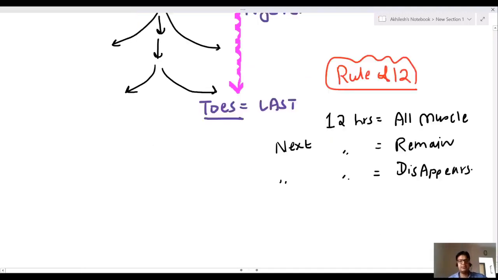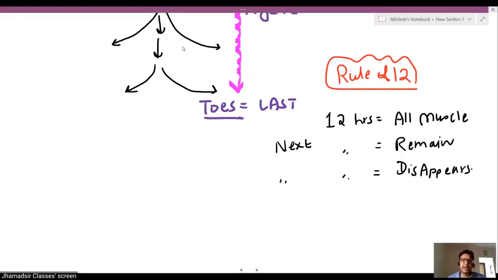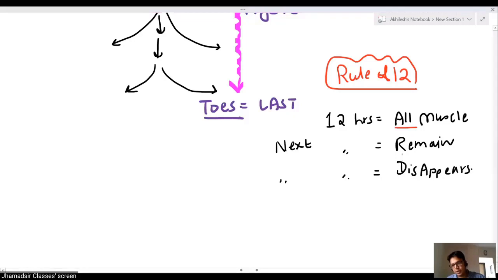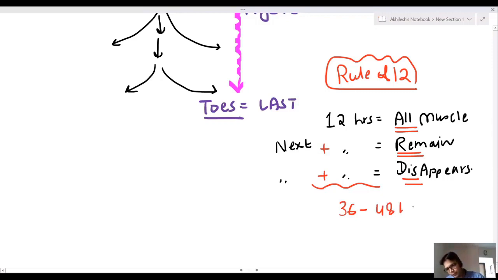First 12 hours, it develops in all muscles of the body. Next 12 hours, it remains as it is in all muscles of the body. And next 12 hours, so 12 plus 12 plus 12, 36 hours. It means it appears in the body and disappears from the body, taking 36 to 48 hours. We can give the range, but generally 12 plus 12 plus 12, 36.